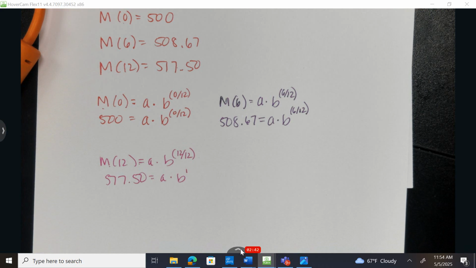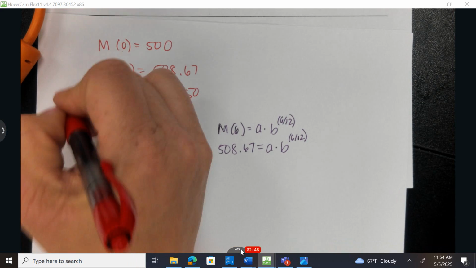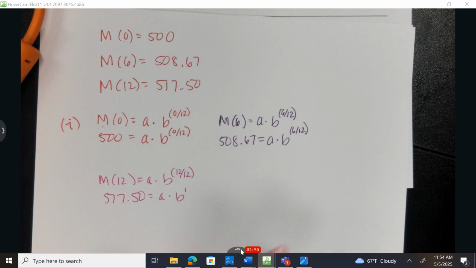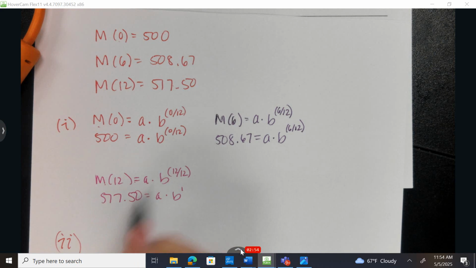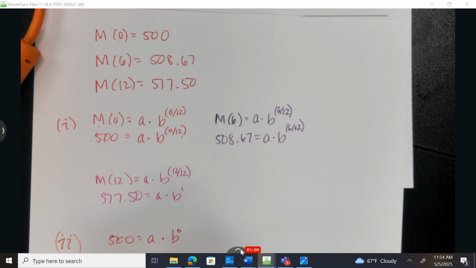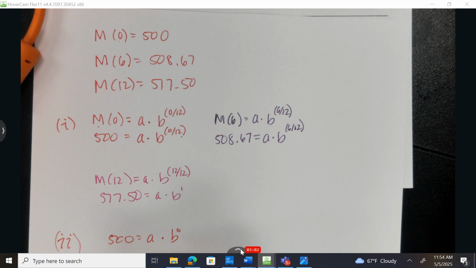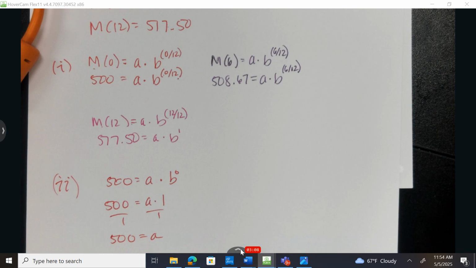The second part asks us to find the values for A and for B. So this is part 1. Now part 2, we're going to find the values for A and B. So I'm going to take this equation, 500 equals A times B. Well, 0 divided by any number is 0, and any value raised to the 0 power is 1. So 500 equals A.